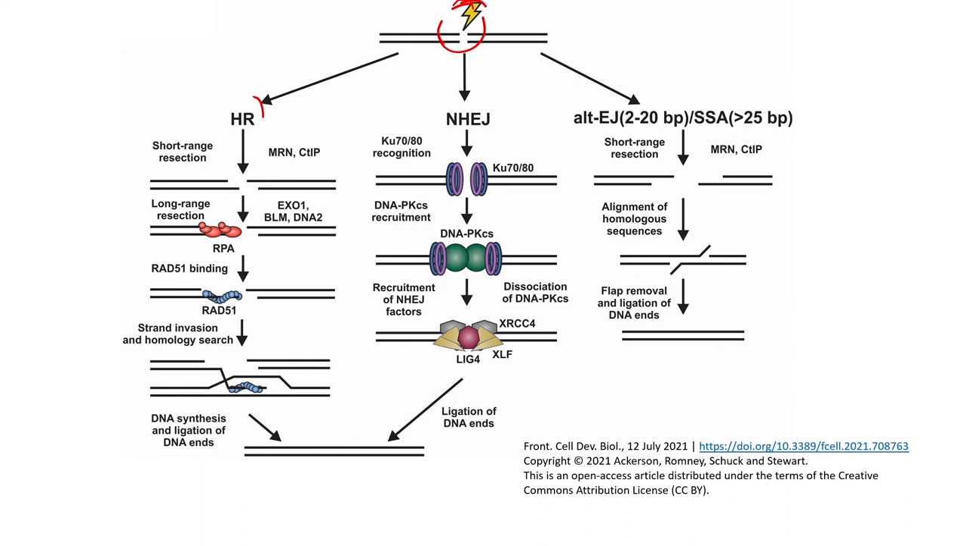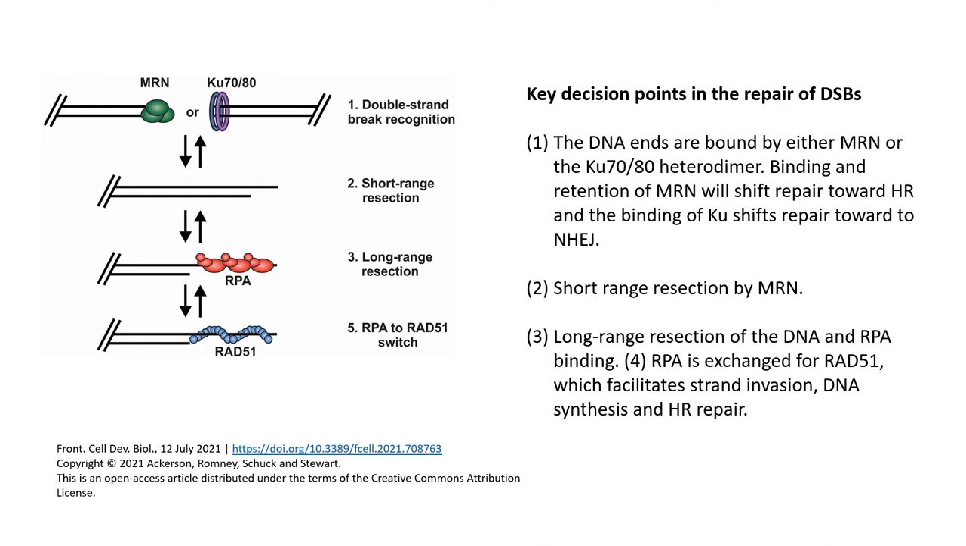How does the cell identify or take decisions which pathway to follow for the repair of this particular break over here, whether it will go the HR pathway or the other two pathways? So in this case, the decision is taken by the involvement of certain players.